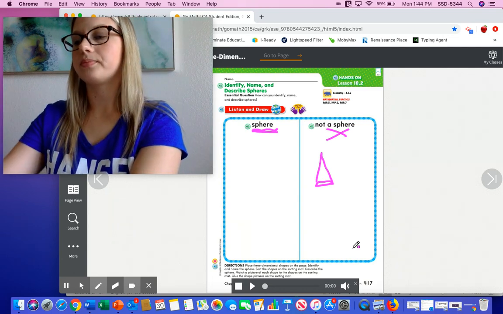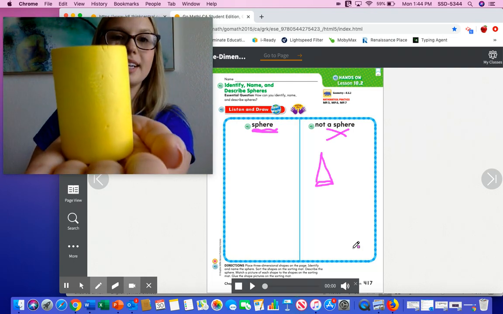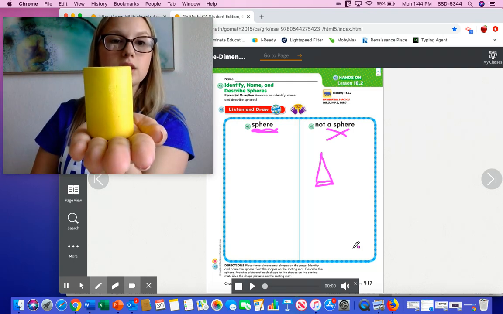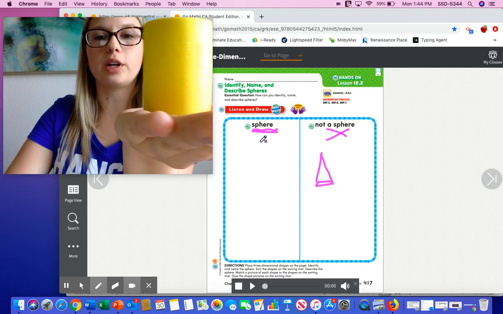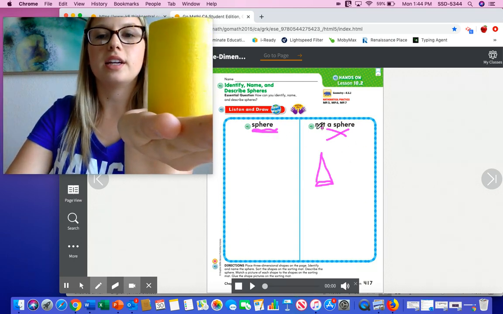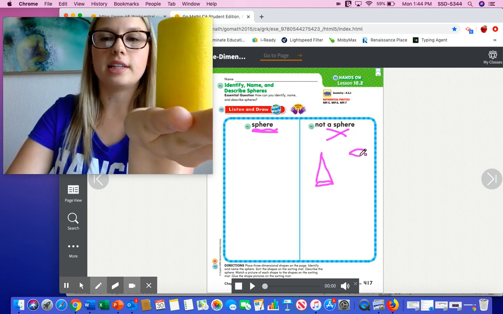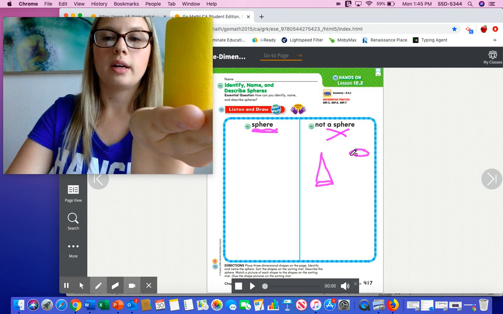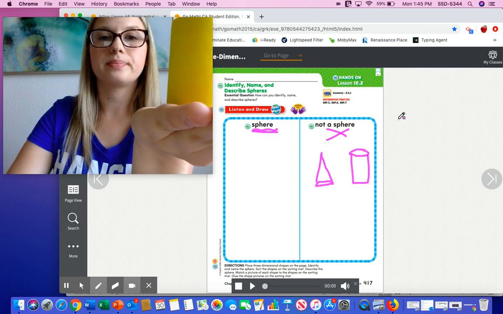Okay, next shape. Is this a sphere? Does it look like a ball? No, this is a cylinder. So we're going to put it on the side that says not a sphere. To draw a cylinder, you make a squished circle and 3 lines on the bottom. 1 down, one across and one up.